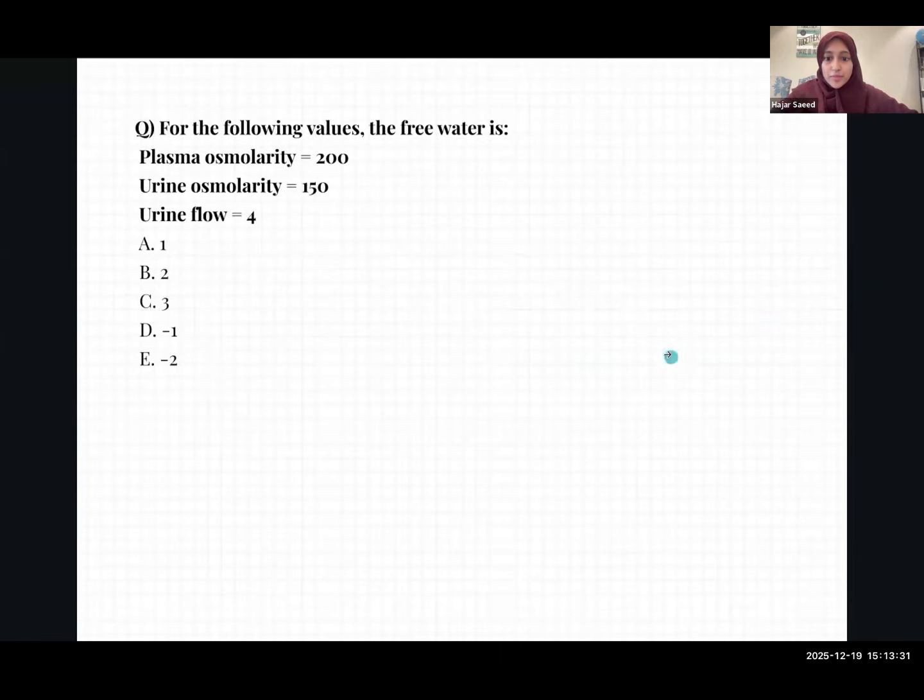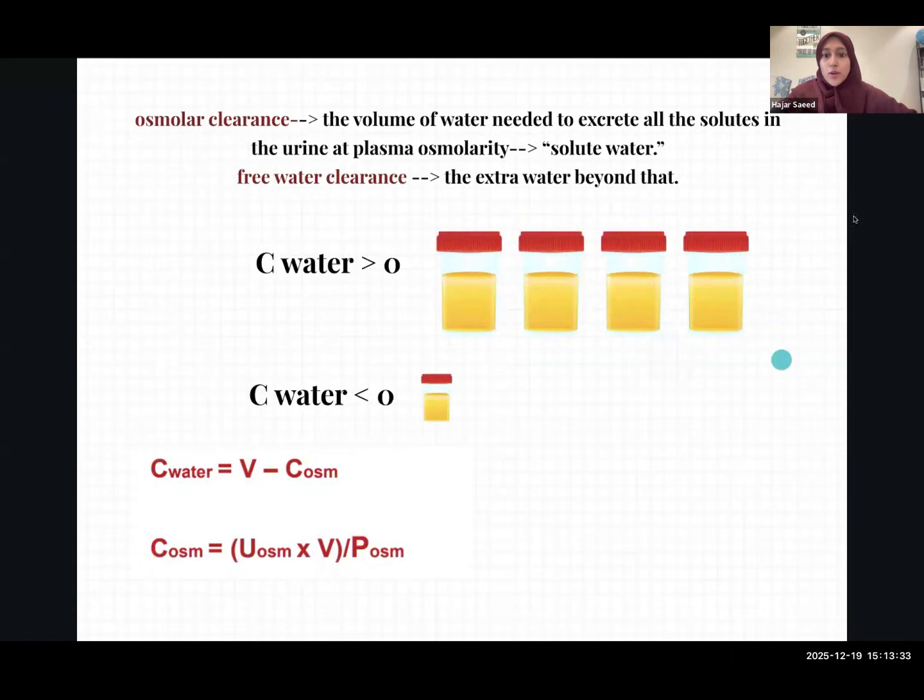Okay, let's talk about free water. First of all, what is it? So osmolar clearance is the volume of water needed to excrete all the solutes in the urine at plasma osmolarity. So it's like the solute water. We need this amount of water to dissolve the solutes. Any water beyond that is called free water.